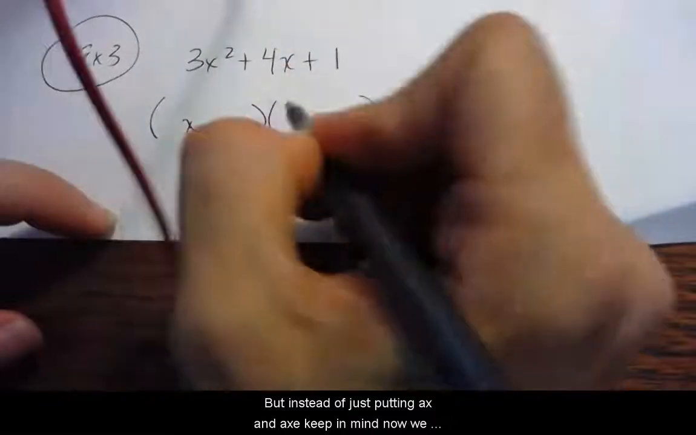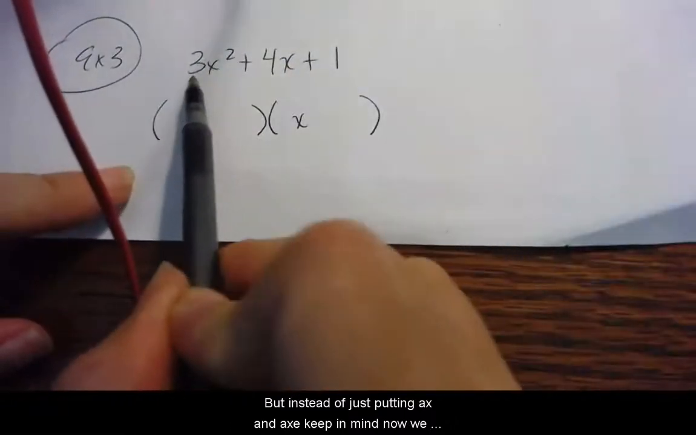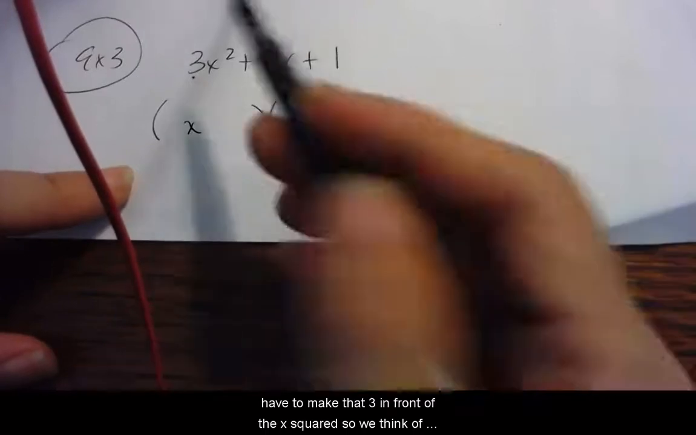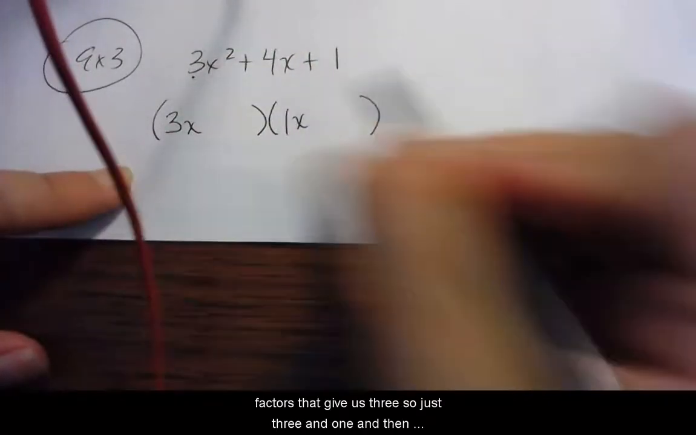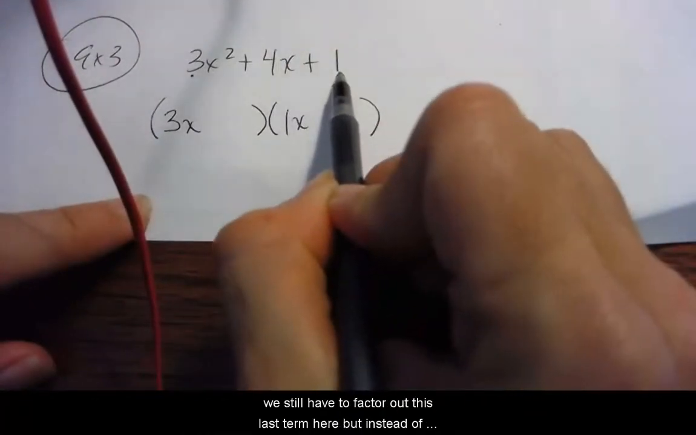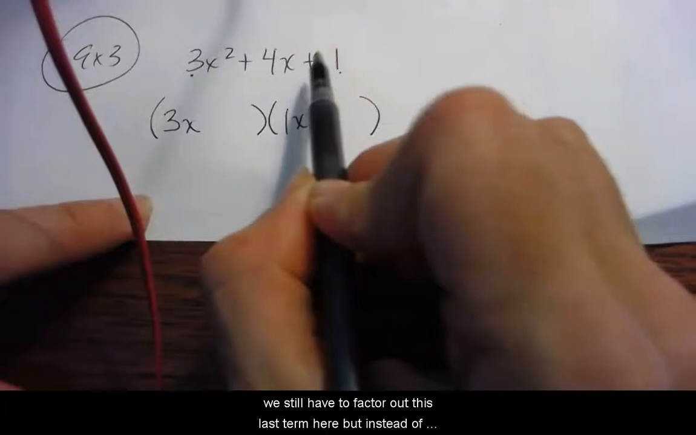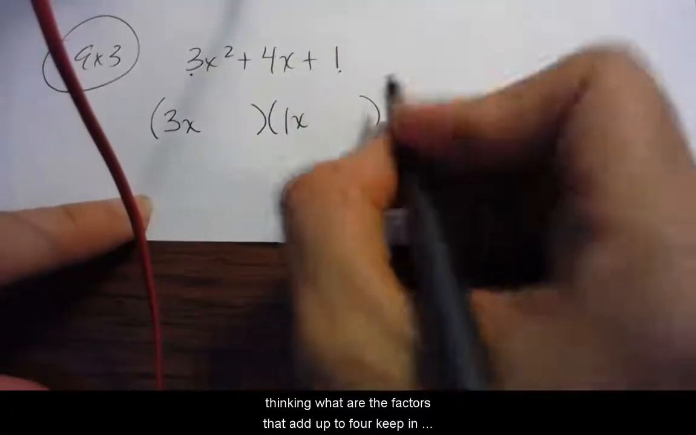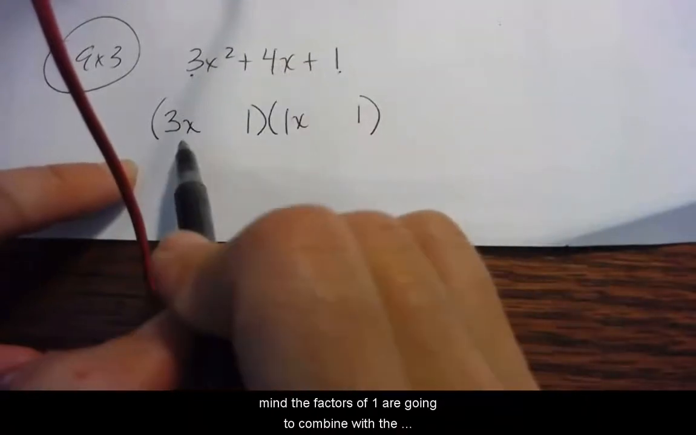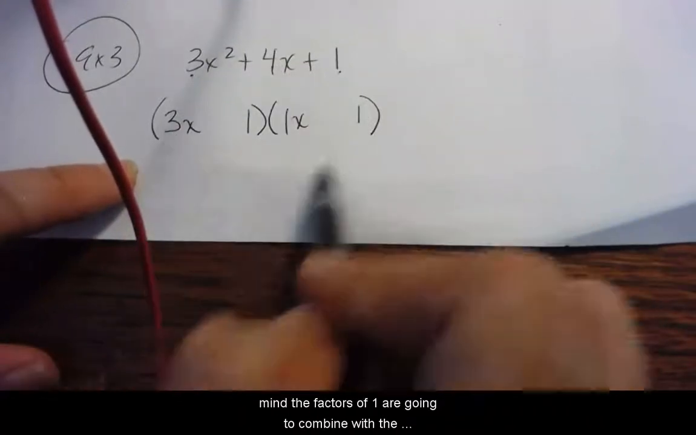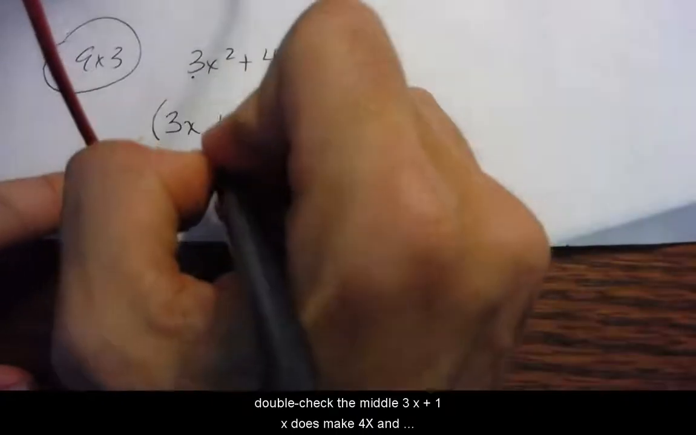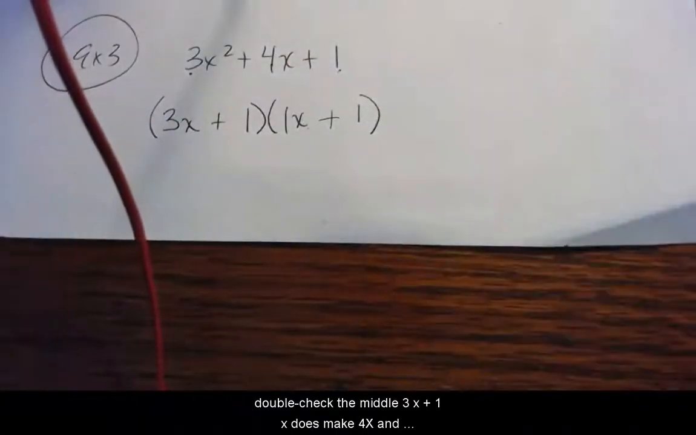But instead of just putting x and x, keep in mind now we have to make that 3 in front of the x squared. So we think of factors that give us 3. So just 3 and 1. And then we still have to factor out this last term here, but instead of thinking what are the factors that add up to 4, keep in mind the factors of 1 are going to combine with the factors of 3 to make the middle. So you just want to double check the middle. 3x plus 1x does make 4x, and obviously since everything's positive, our signs are all going to be positive.